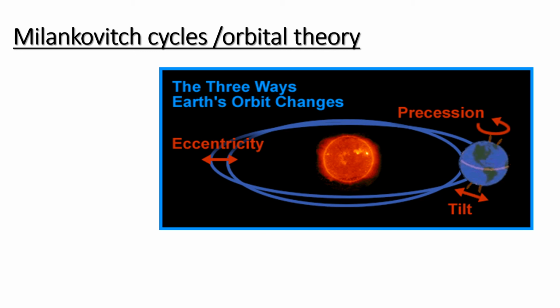Whereas when our orbit around the sun is more circular, we have a much more even distribution of temperature throughout the year. So eccentricity is how we orbit the sun, whether circular or elliptical, and it happens on a cycle of about every 100,000 years. It changes from elliptical to circular. So that explains some of the patterns that we've seen in history. It explains some of those fluctuations in warm and cool temperatures.